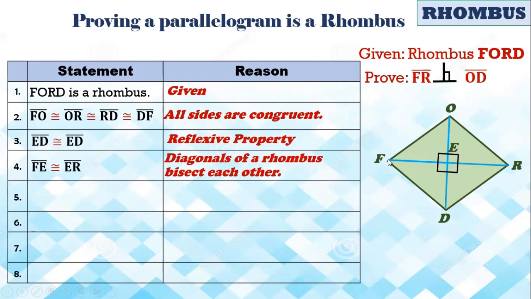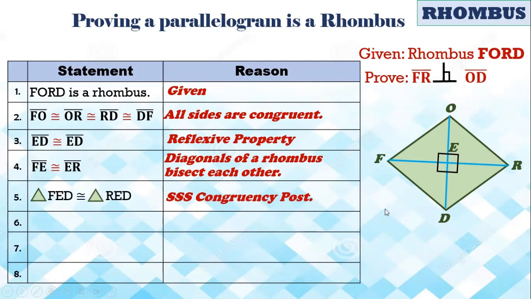So since we have FE congruent to ER and ED congruent to DE, of course FD and DR are equal. We can say that triangle FED and triangle RED are congruent to each other. By what congruency postulate? Okay, very good. It's the side-side-side congruency.